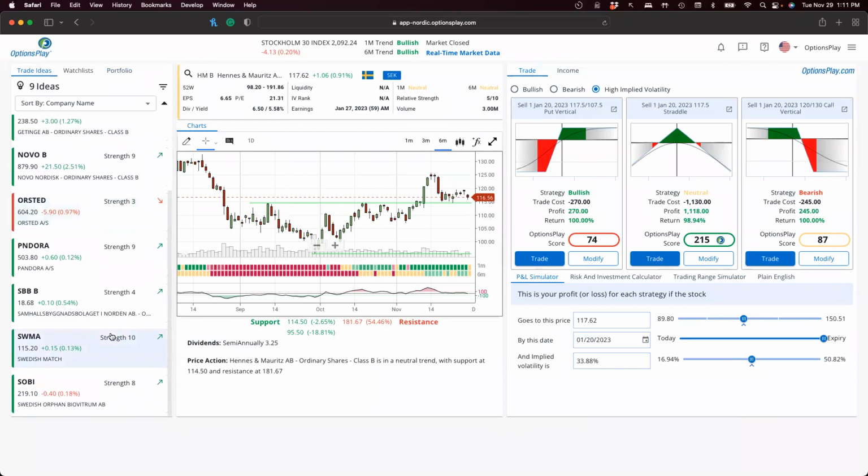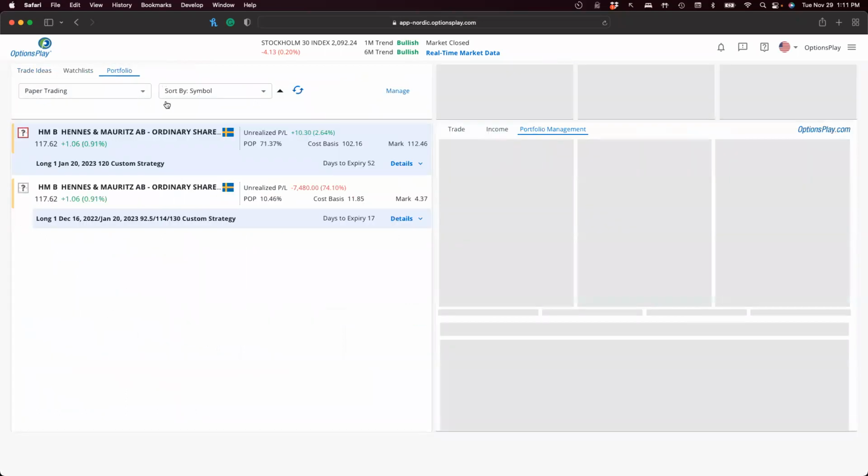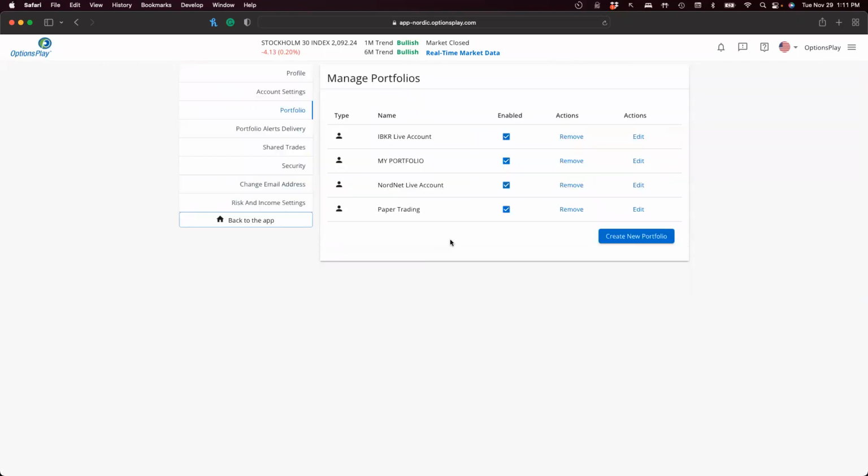So whether you're testing out single leg strategies or multi-leg strategies, you can do whatever you want by placing these trades in your portfolio tool. And if you don't have a portfolio, you can click on the manage button, and you can create a new portfolio. You can create as many as you like. Like I said, I like to have a paper trading one. You can have multiple ones for your different live accounts, so that you can track not only your live portfolio, but also your paper trading portfolio all in one tool.